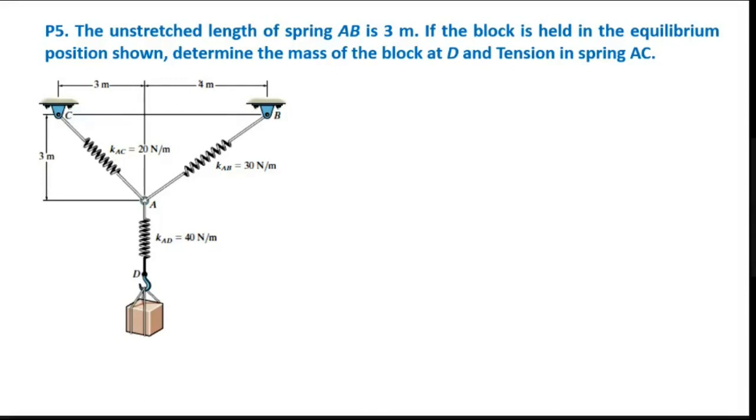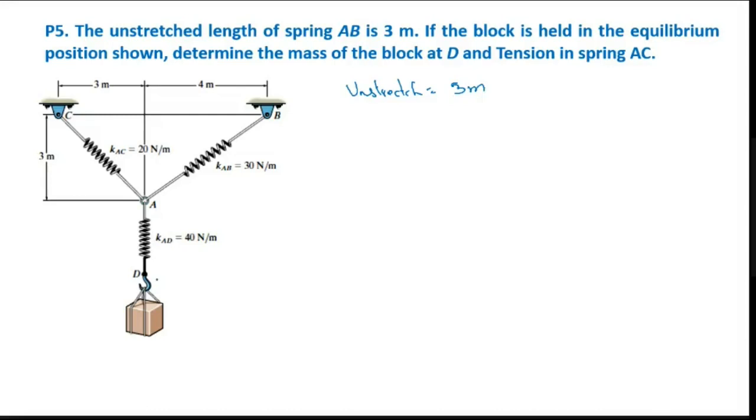Okay, right. Let us consider this problem. You have an unstretched length of spring AB, which is 3 meter. They are given. So unstretched length is 3 meter, right? Which means I can write unstretched length is equal to 3, right? So the block is in equilibrium position.